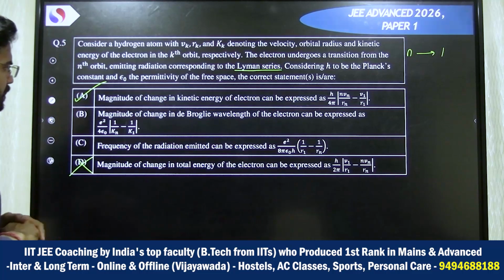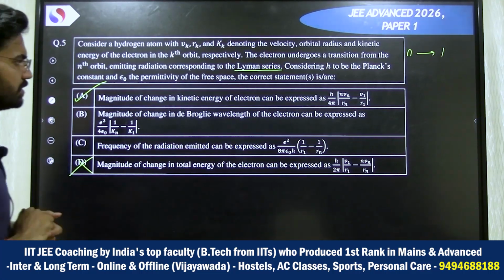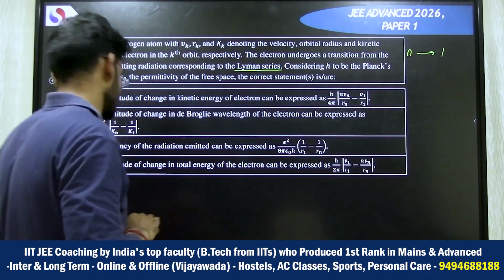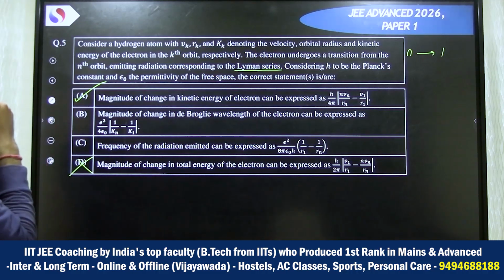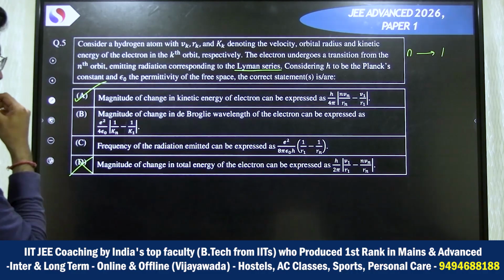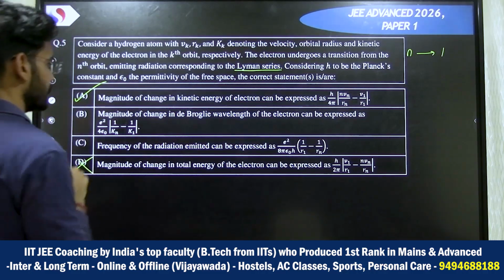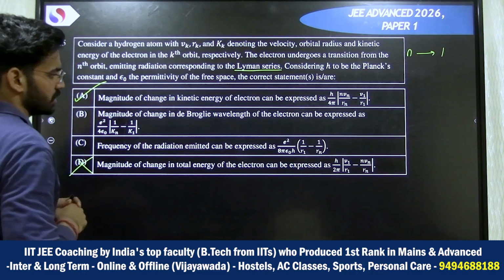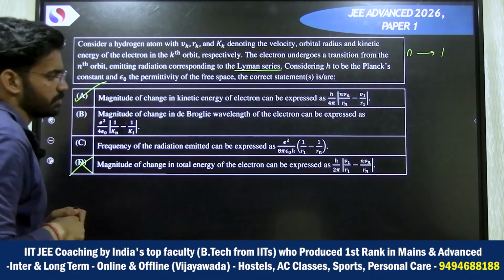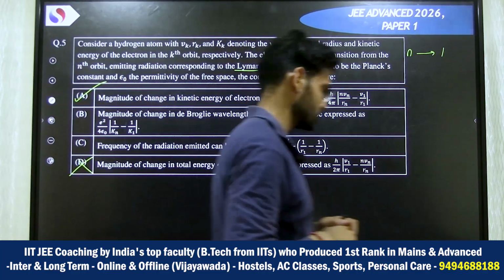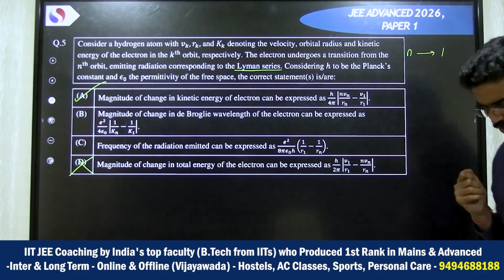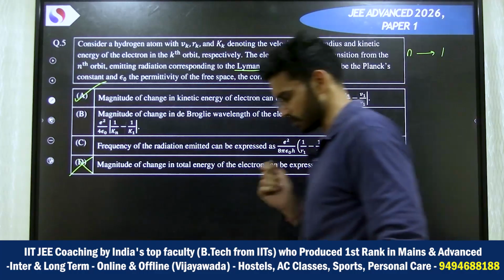See the B option: magnitude of change in de Broglie wavelength of an electron can be expressed as... and the C option: frequency of radiation emitted can be expressed as... Frequency of radiation. If you know the frequency, how can we go into the frequency part? e square by 8 pi epsilon naught h. If you see, it is going in e square. How can I go to e square?